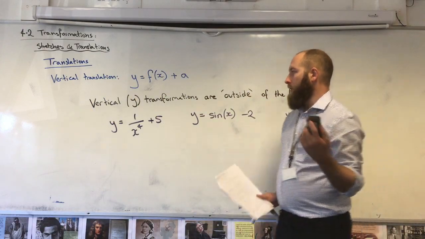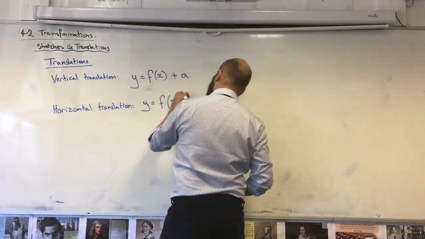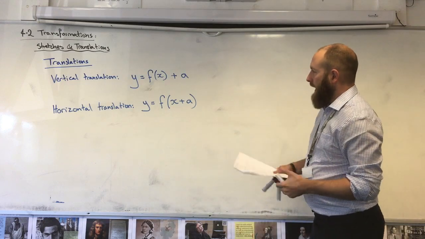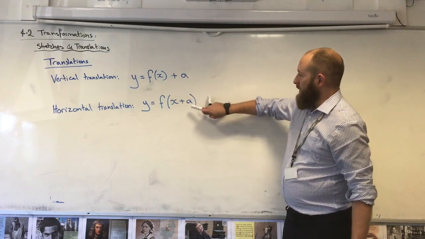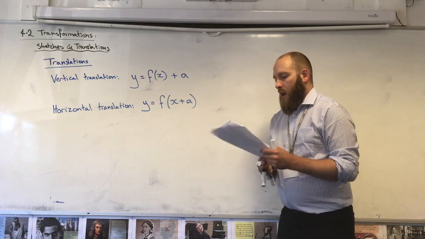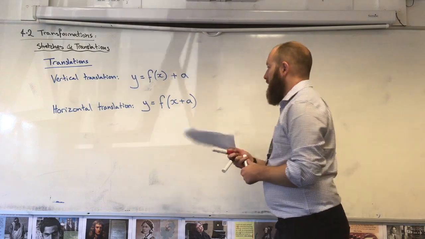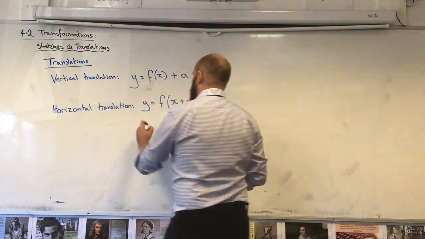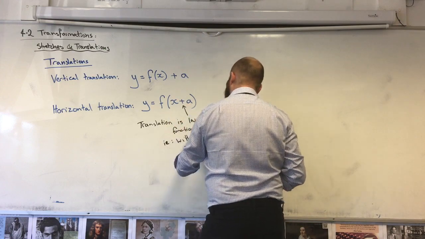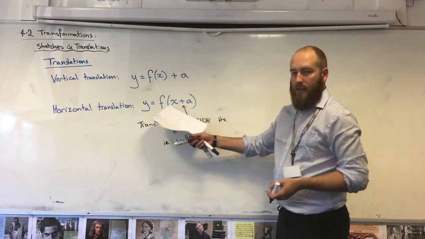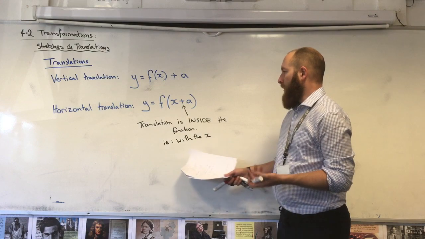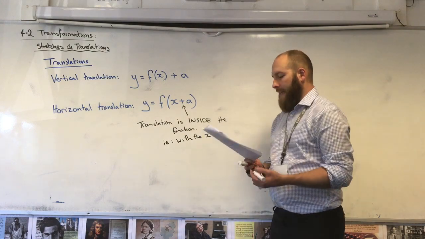Now we're going to look at horizontal translations. So something like that. So you can see the difference now. This one is outside the function, this one is clearly part of the function. So let's see how that looks. They're just saying that the translation is inside the function, i.e. it's with the x, so we know it affects the x-axis.